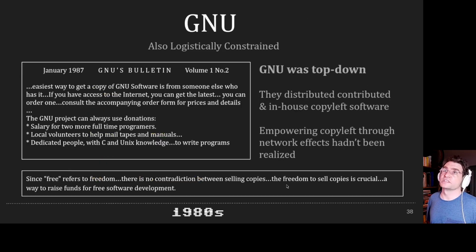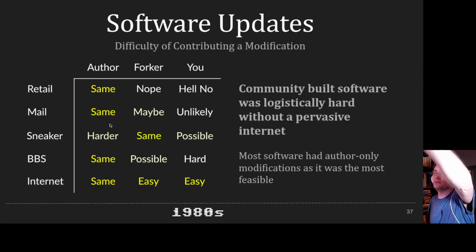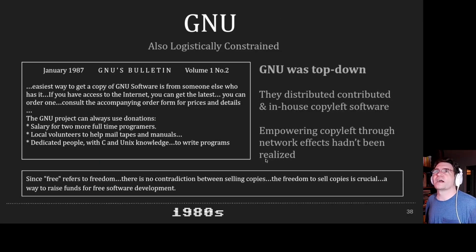GNU didn't have it. So here's GNU's news bulletin from 1987. It says the easiest way to get a copy of GNU software is from somebody else who already has it. That's SneakerNet. If you have access to the internet, then you can get the latest. Yep, that's network distribution. You can order one. Okay, and that's mail order. And then they talk about the order form for prices. Of course, you had to pay for the tape and all the distribution costs. They're also looking for donations because they are doing this in a top-down hierarchical way, because they don't see the anarchistic way of allowing the forker and the you to contribute back upstream. This was still a very innovative thing at the time, and so that was a brand new idea.